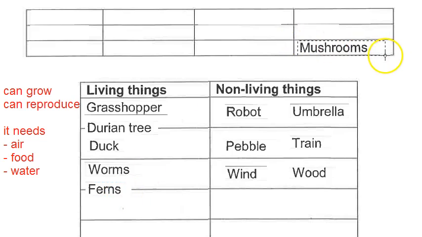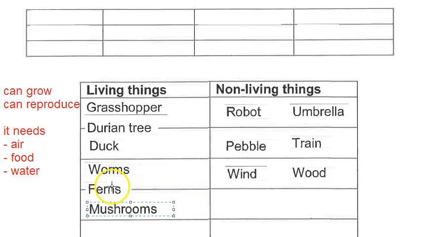Mushroom is a living thing because a mushroom can reproduce by spores, just like a fern. Mushrooms need to eat decaying materials. That's its food. And mushroom can grow, right, from a small mushroom to a bigger mushroom. So there you have it. You can use all this to classify the living and non-living things.